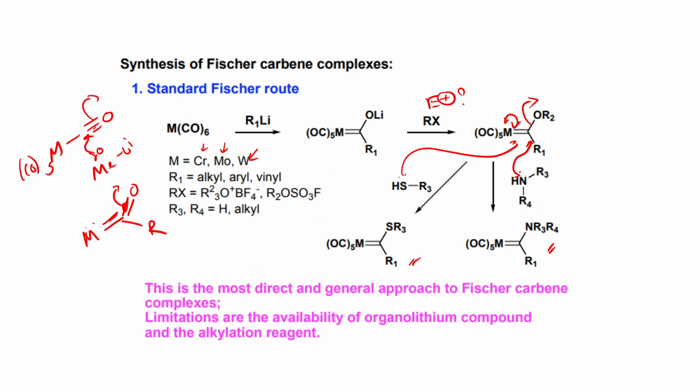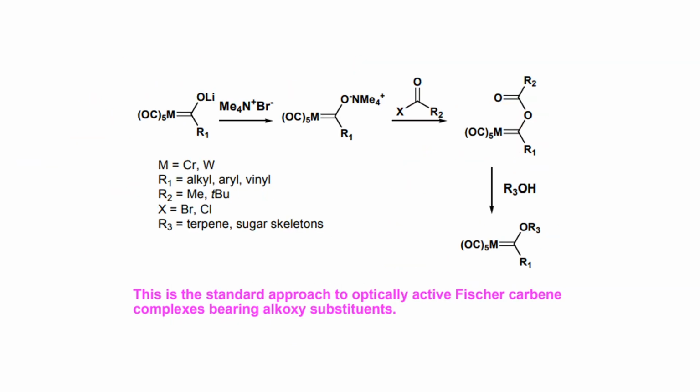So there are actually most direct and general approaches for making these Fischer complexes, and the limitations are using this organolithium compound, the alkylating agent. So, this is another approach for this kind of Fischer carbene.